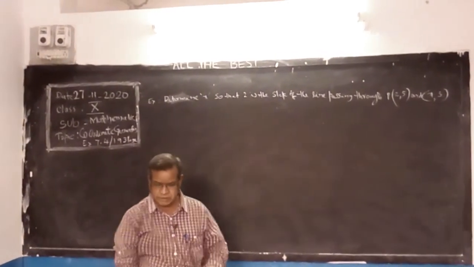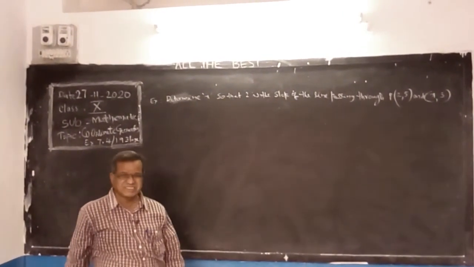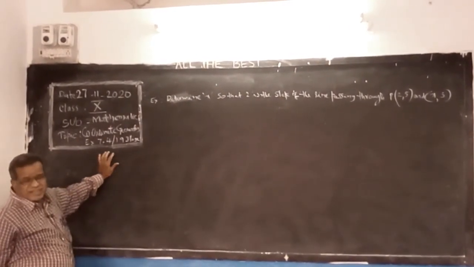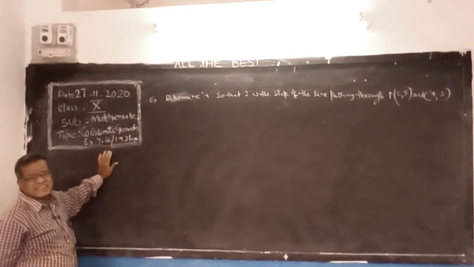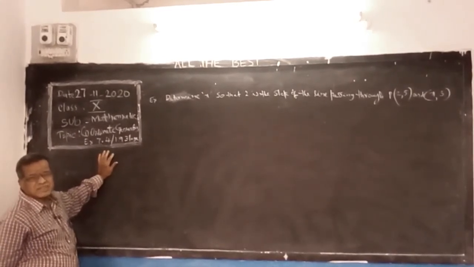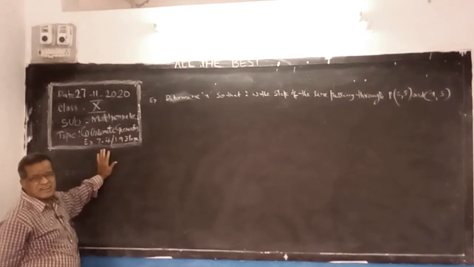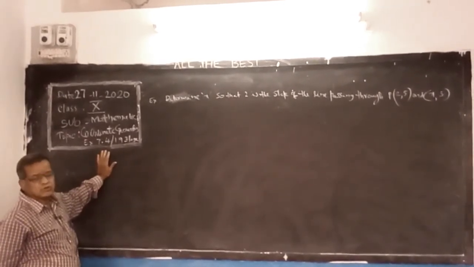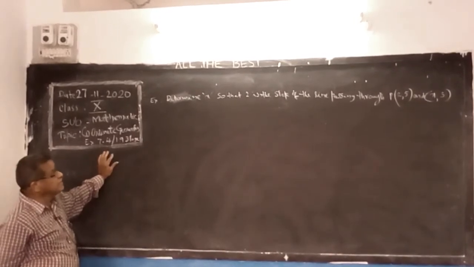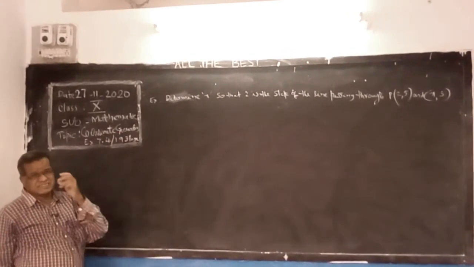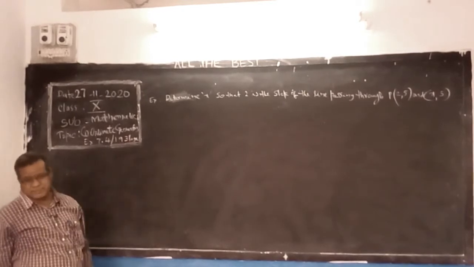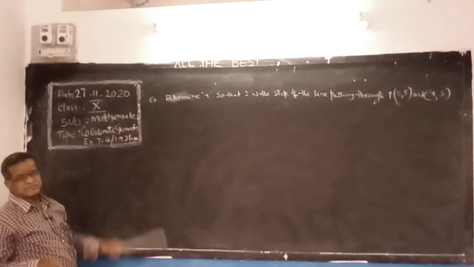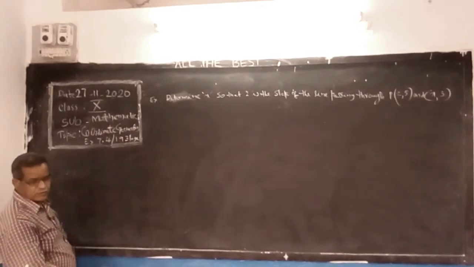Now the slope is given. In previous problems, the coordinates of the line were given, x1, y1, x2, y2. Now here the slope is given, and we have to find one coordinate, x. Where x2 we have to find, the second coordinate you have to find.